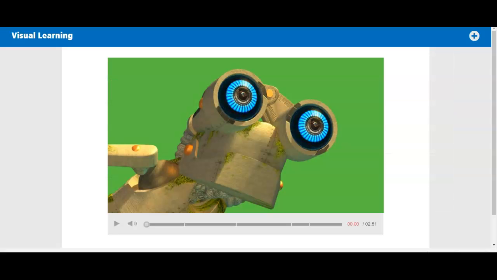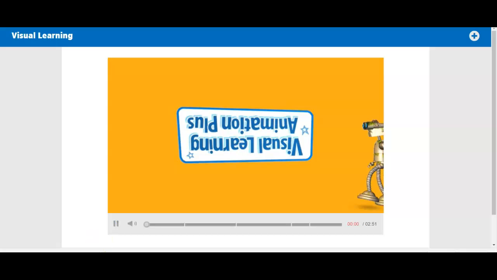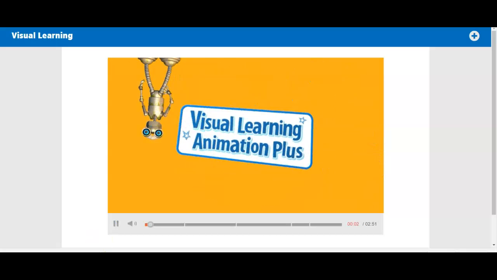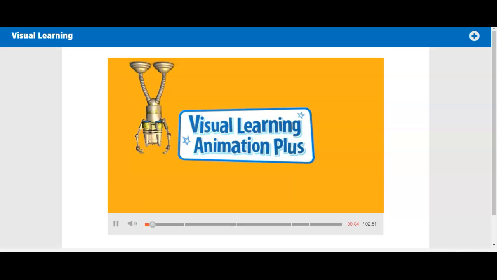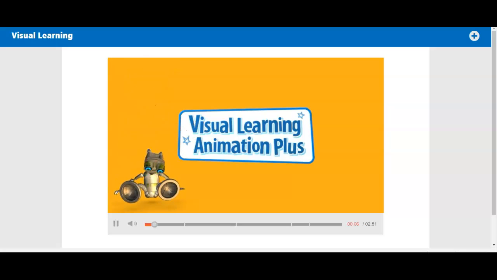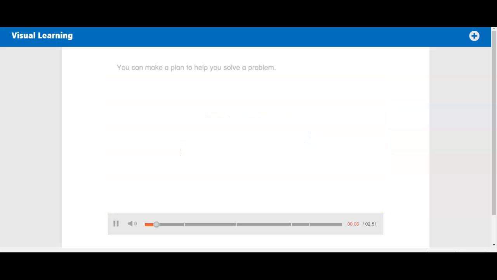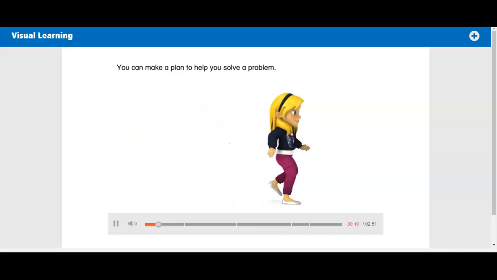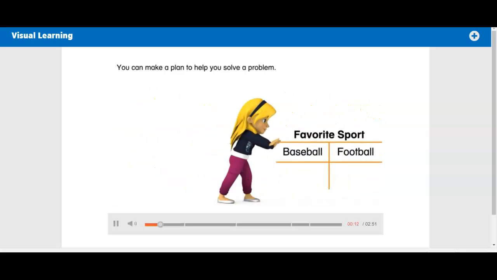We are going to jump right in with watching our animated video that helps us follow along the top of page 270 in our workbook. You can make a plan to help you solve a problem.